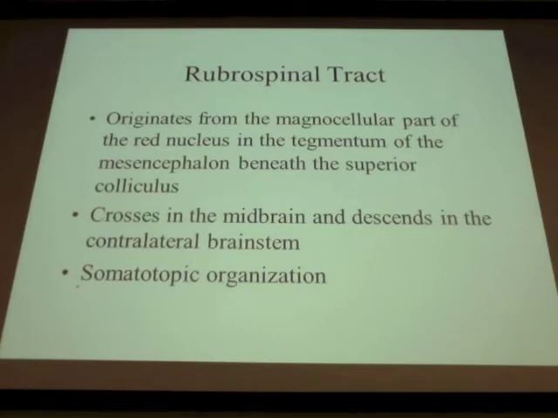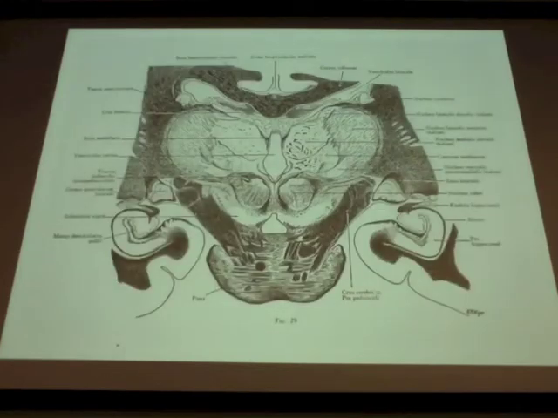Again, look at the way that it's written here. Rubro, red, rubrospinal. It goes from the red nucleus in the diencephalon down through the mesencephalon. It crosses, so it's a crossed pathway, and it eventually goes primarily to the flexors in the upper extremity. It's somatotopically organized.